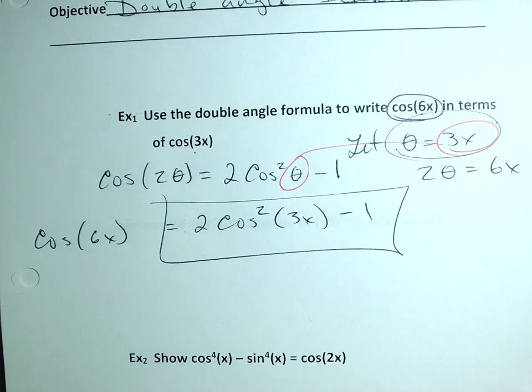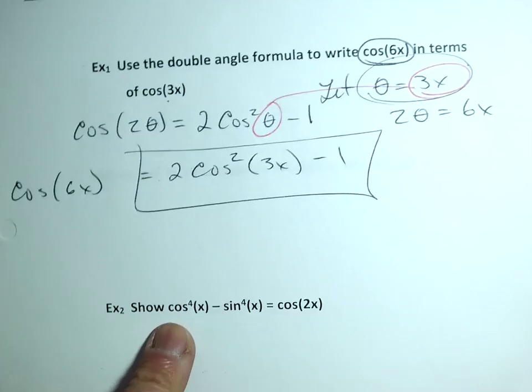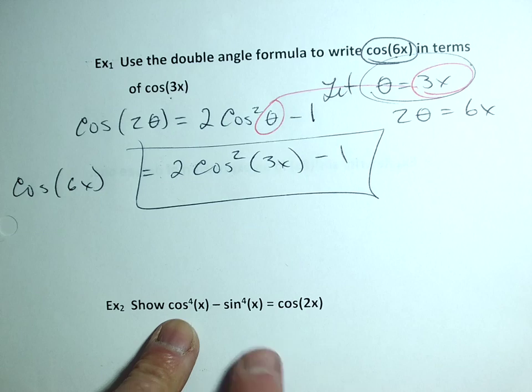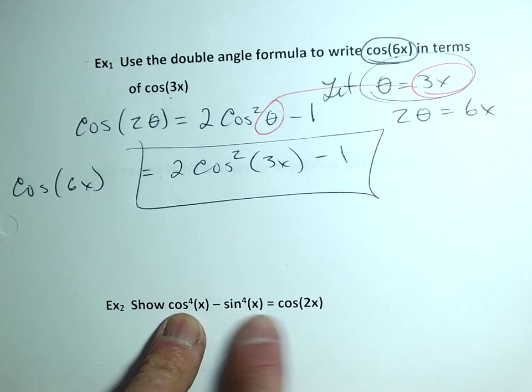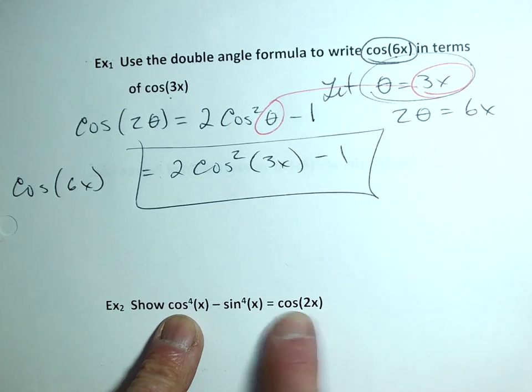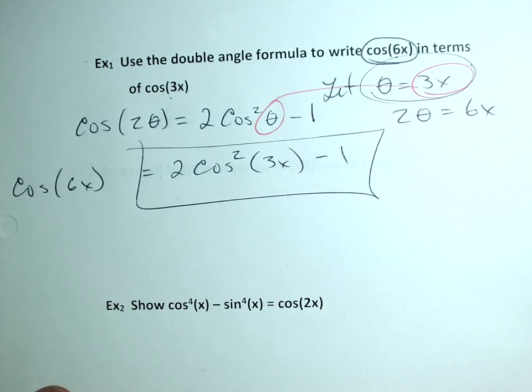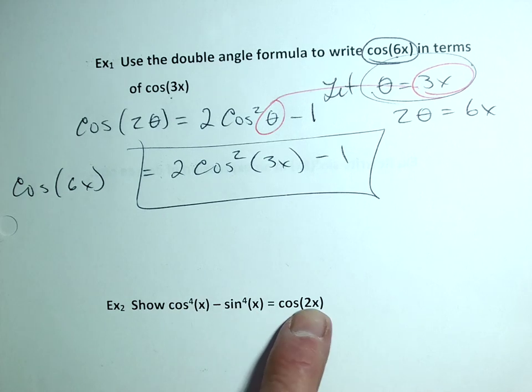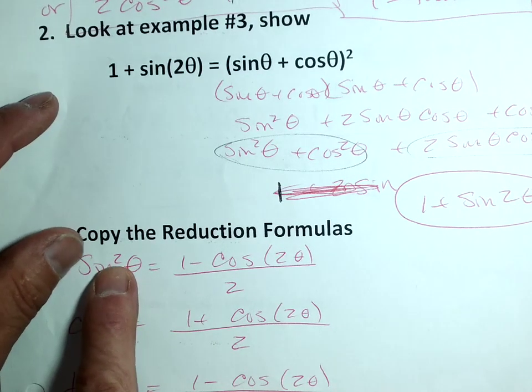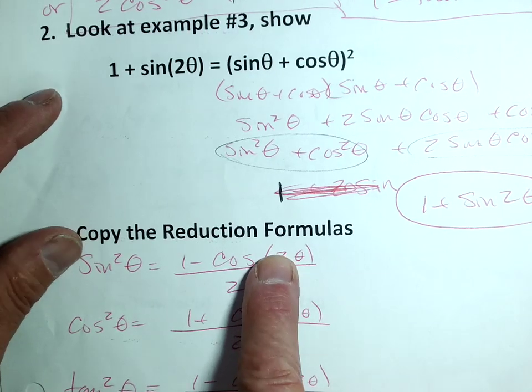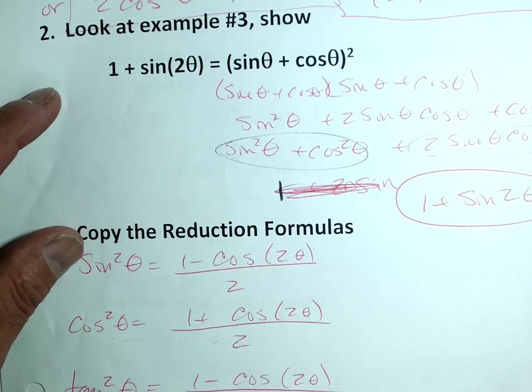Example 2. This is going to take a little bit of work, but I can do it. I want cosine to the fourth minus sine to the fourth, and I want to somehow make it equal to a cosine of 2x. So what I'm going to have to do is reduce this as much as I can. I want to get rid of the fourth power because there's no exponent in the result. So I'm going to take it from a squared to no power, and from a squared to no power.